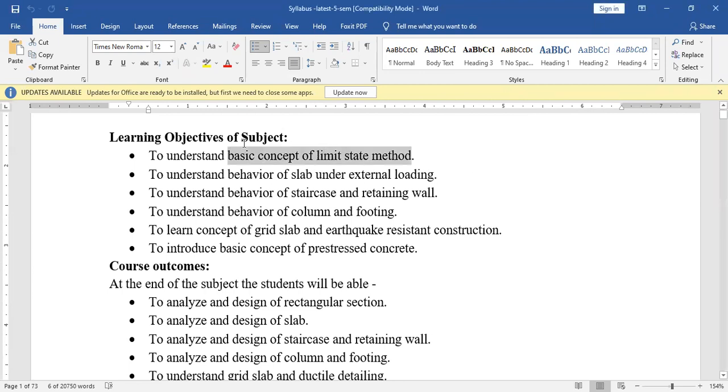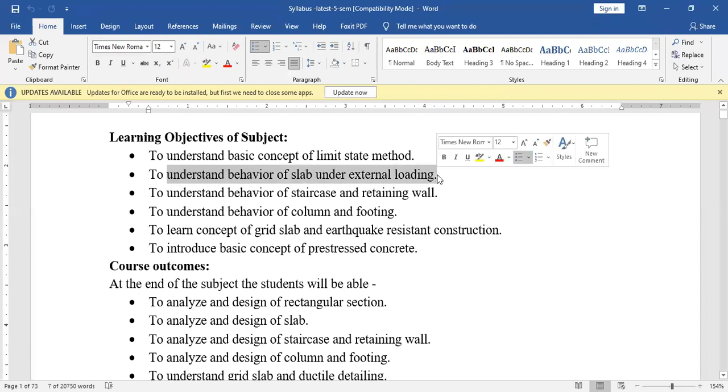The second thing is that you have to understand the behavior of a slab under external loading. You might have gone through the different kinds of loading in your SOM, strength of materials, and also in your theory of structures, TOS. The external loads can be a point load, a uniformly distributed load or UDL, or a uniformly varying load.